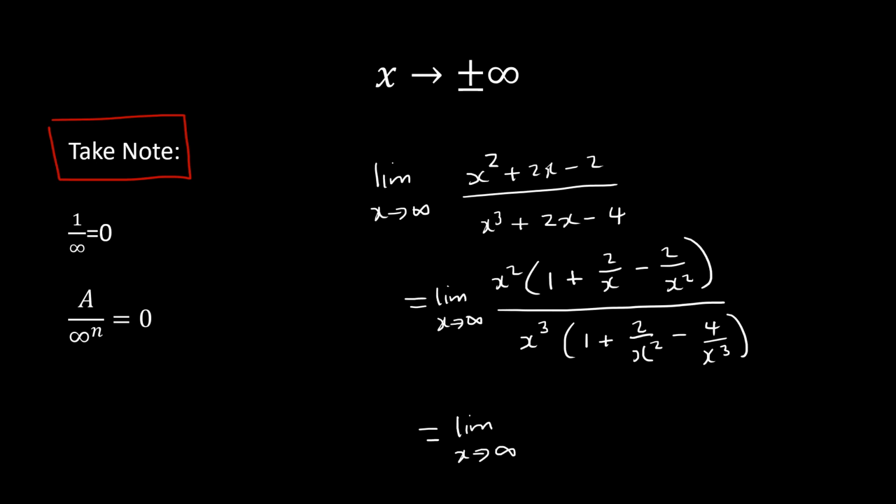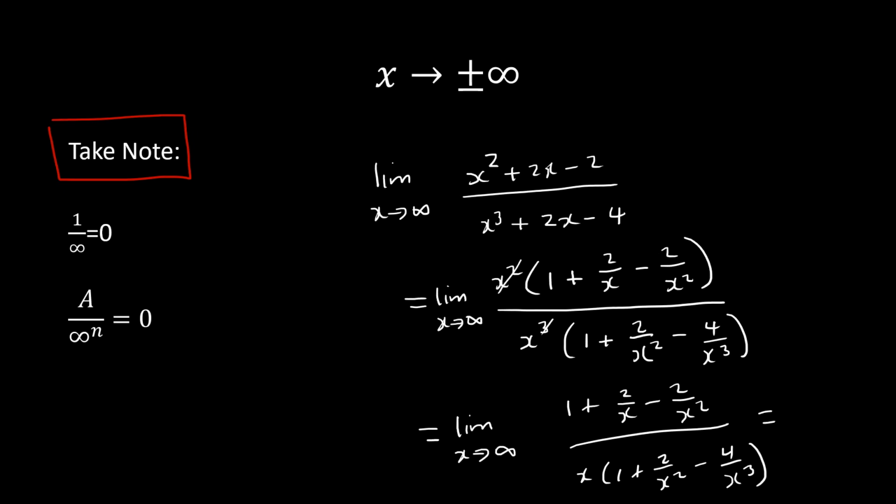So we can see this x squared will cancel one x, so I'll be left with 1 over x. So at the top I have only this, then here I have this also. So what's going to happen if I substitute infinity? Do you see this will be 0 because this will be a number over infinity. This will be 0, this will be 0, this will be 0.